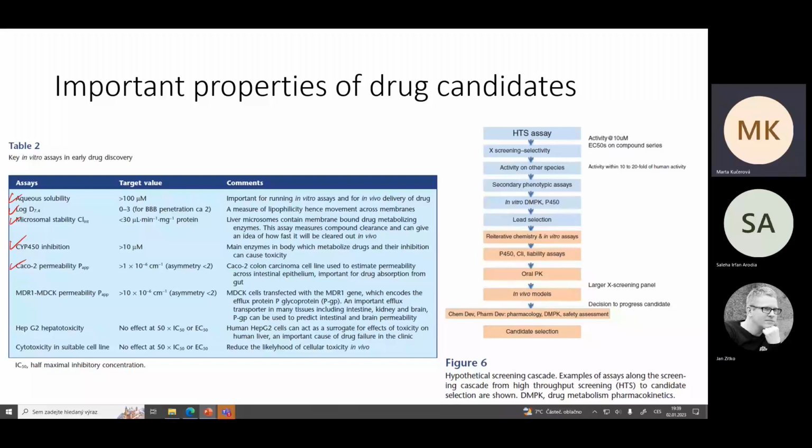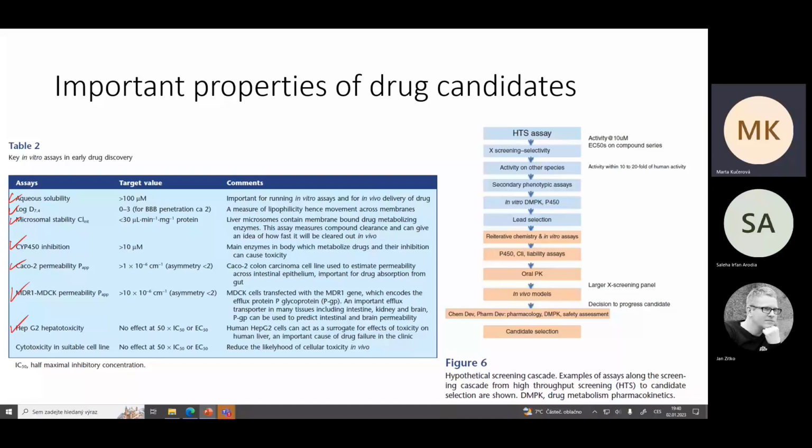In CACO2 cells, we can estimate the permeability across the intestine. It is essential for compounds with a basic character that are usually absorbed from the intestine. We should also take into consideration the interaction with P-glycoprotein, which functions as an efflux pump in some resistant, for example, cancer cells.